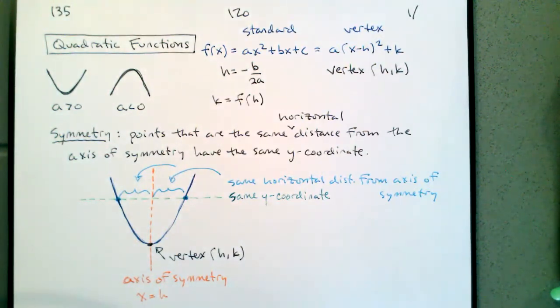We know that the leading coefficient will determine whether the parabola opens up or opens down. And we know how to find the vertex, whether we are given a function in standard form or in vertex form. In vertex form, the vertex is just going to be at (h, k). That's why we call it the vertex form, because it has the vertex right in the form. And for standard form, we can calculate h as minus b over 2a.